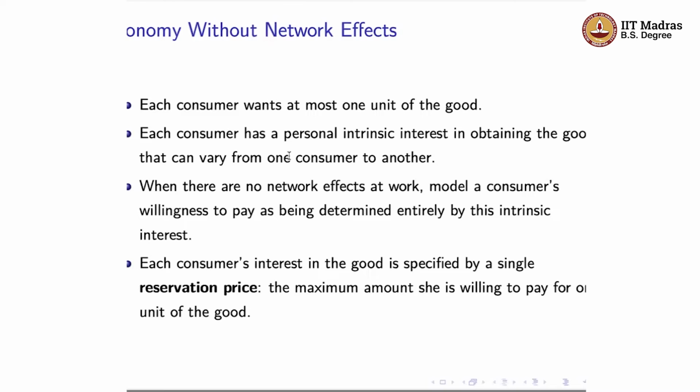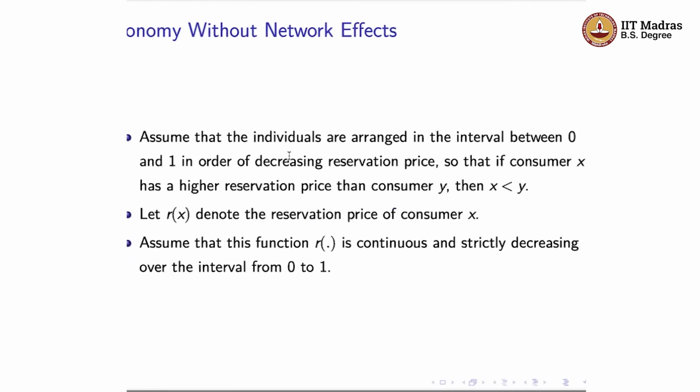Now, how are we going to think of how much each consumer values having the good? That is represented by a single number, and that single number is basically the reservation price. So what is the reservation price? This is the maximum amount that the consumer is willing to pay for 1 unit of the good. Remember, the consumer either wants 0 units or 1 unit. There is going to be a maximum price above which the consumer is not going to want the good. So the reservation price basically says what's the maximum amount that the consumer is going to pay for the good. Okay.